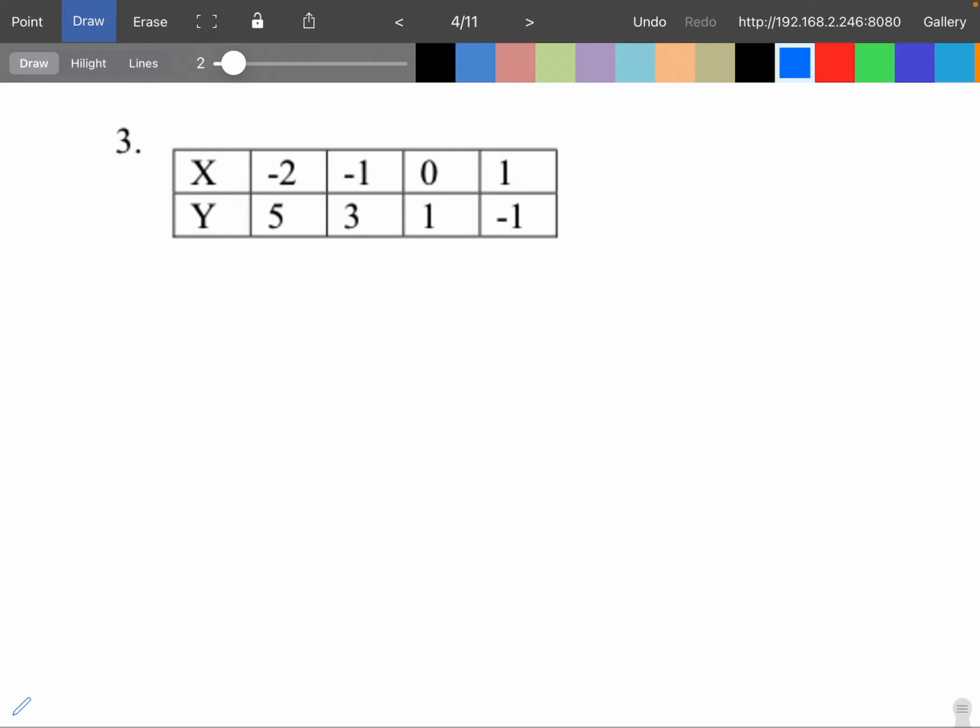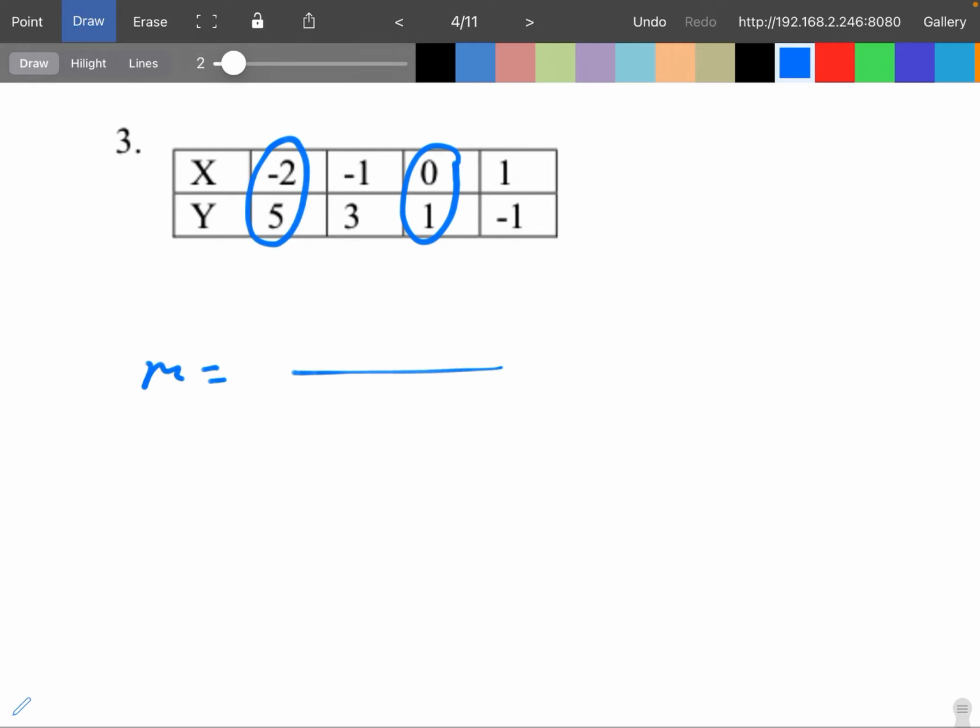All right, the next one. So number 3, we can pick any 2 points. These are like 4 points on the same line, okay? So what ones do you want to pick? What points do you guys want to pick? You only need 2 of them, right? You don't need all 4 of them.